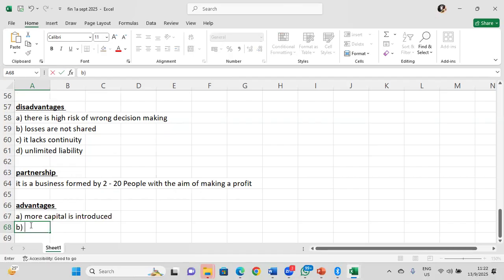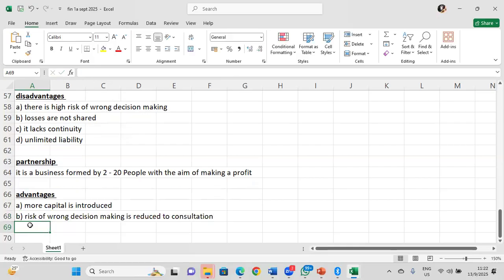Besides the capital being introduced, the other advantage of a partnership is that the risk of wrong decision making is reduced due to consultation. It doesn't mean the risk is not there. It's still there, but it's now lower because now we can help each other in decision making.